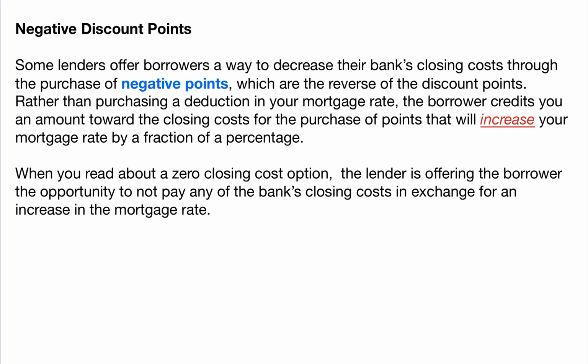So essentially they could cover all of the closing costs in exchange for increasing your mortgage rate by a fraction of a percentage. Okay, so a lot of times when you're out shopping for a home, you will see lenders offering a zero closing cost option. What the lender is doing is they're offering you, the borrower, the opportunity not to pay any of the bank's closing costs. They're going to essentially, quote unquote, cover the closing costs, but in exchange, they're going to increase the mortgage rate. Okay, so let's see how this works.